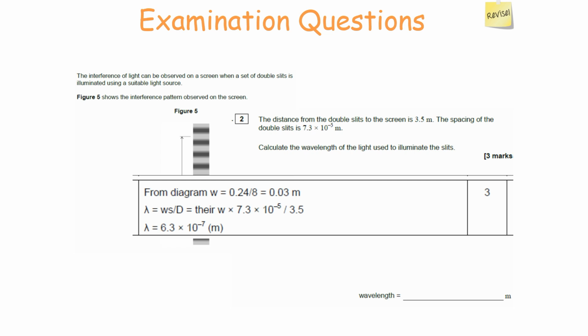Now we know that lambda is equal to W, the fringe spacing, times by S, the slit separation, over D, the distance between the slit and the screen. So we've got all the other values and we pop in our W and we get lambda to be equal to 6.3 times 10 to the minus 7 meters, which sounds about right because it's going to be laser light, so we're looking at that value of about 630 nanometers.